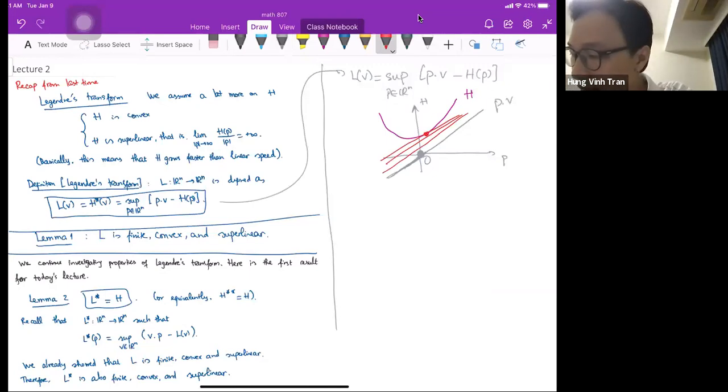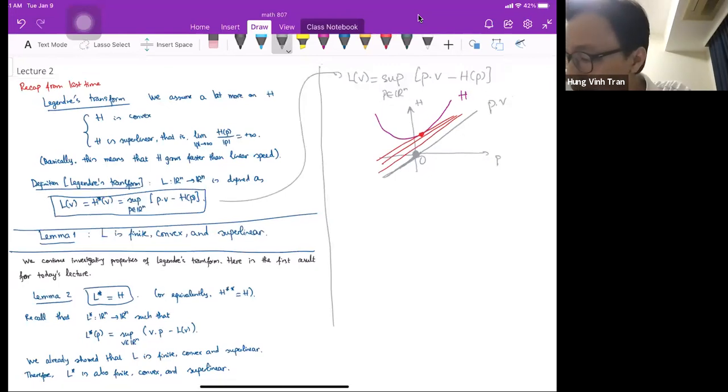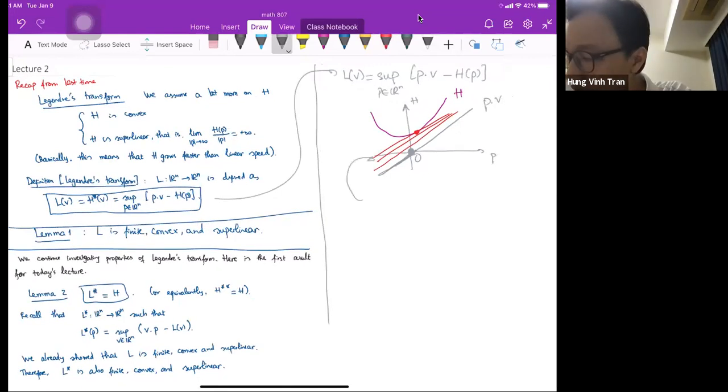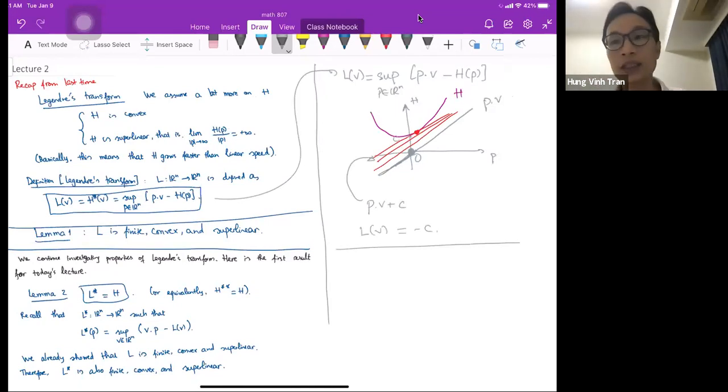And that gives you that the equation for this line is p dot v plus c, for some little c. And this little c is just the value on the graph at this point. Then you can see that in this case, L(v) is going to be exactly minus c. That was the geometric interpretation we did last time. There are various ways to view that, and that's good. Again, interrupt me or ask questions, whatever you feel fits.